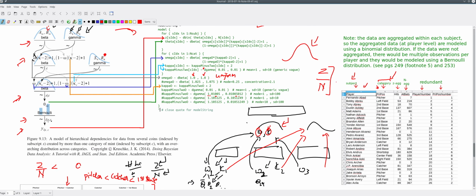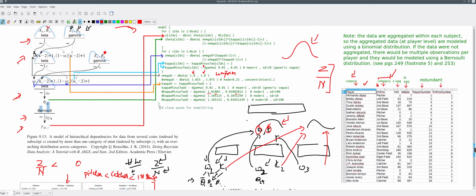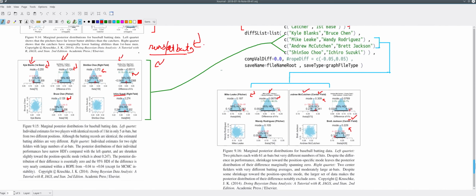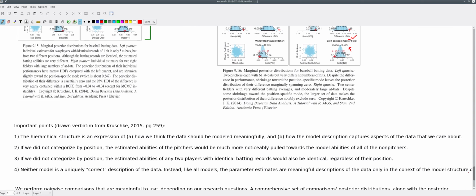But we also were not sure whether the difference is favoring one as opposed to the other, which is why we put up a gamma, well, not gamma, where was that? A beta of 1, 1 on the aggregate. So the model that we build is based on how we conceive the kinds of questions, the answers to the questions that we want. Also note that if we did not categorize by position, the estimated abilities of the pitchers would be much more noticeably pulled towards the model abilities of all non-pitchers.